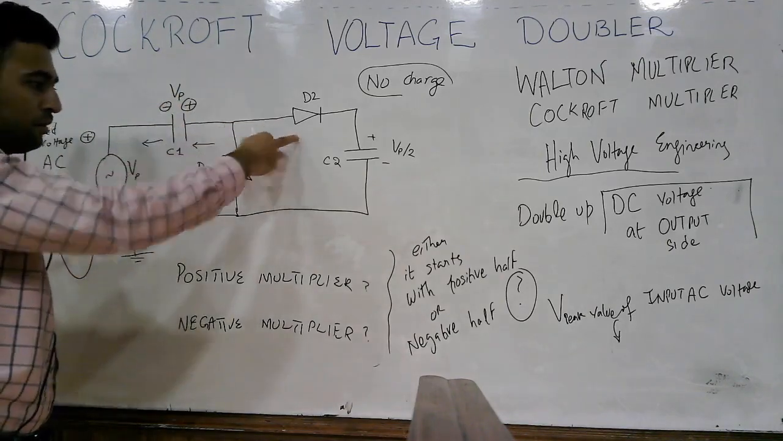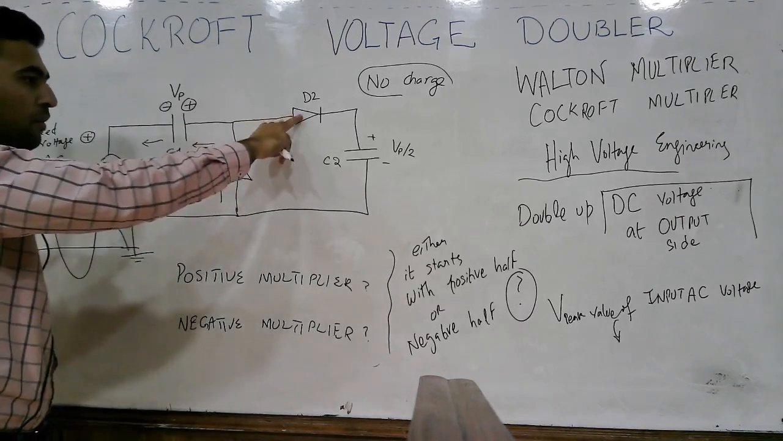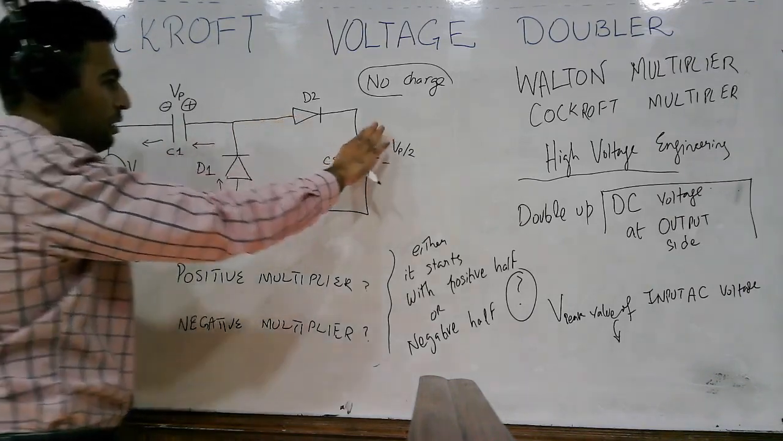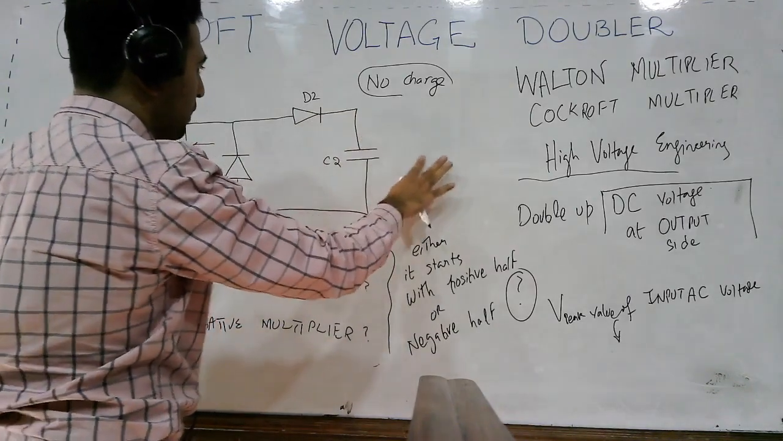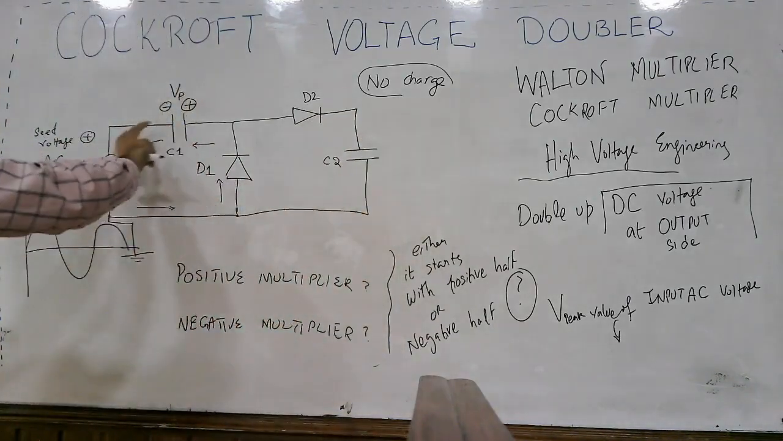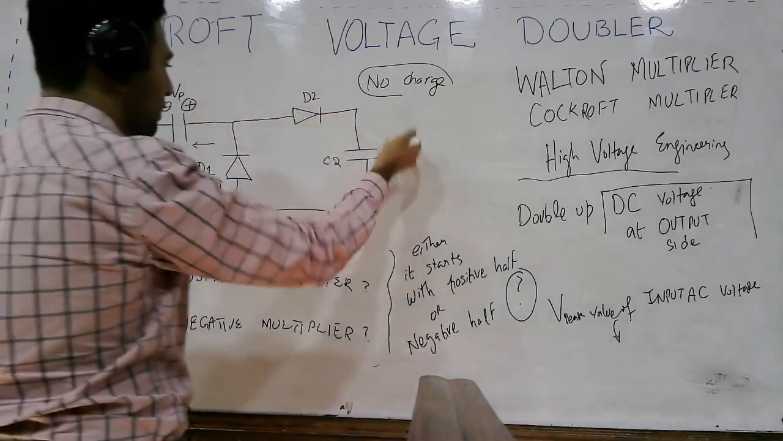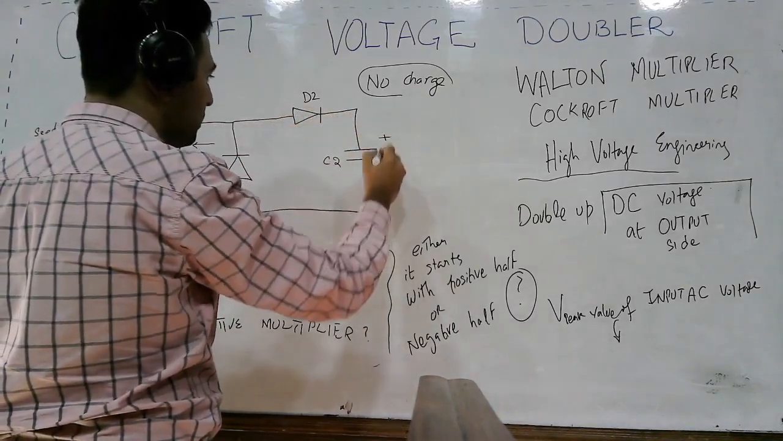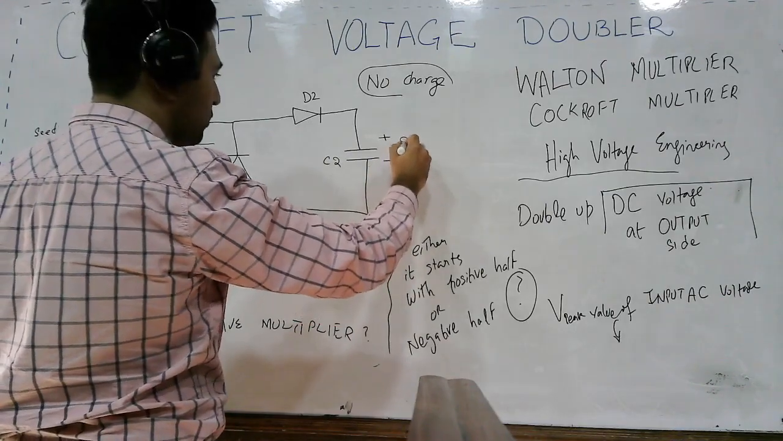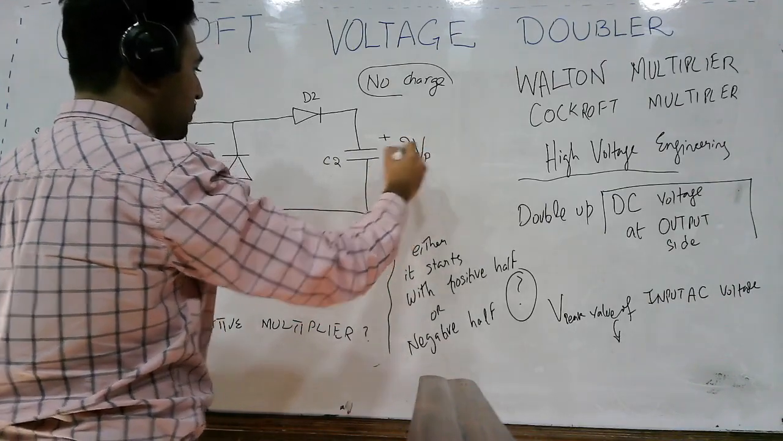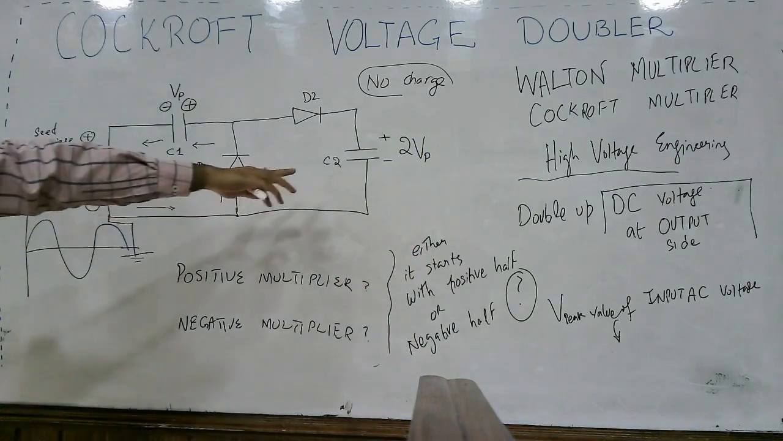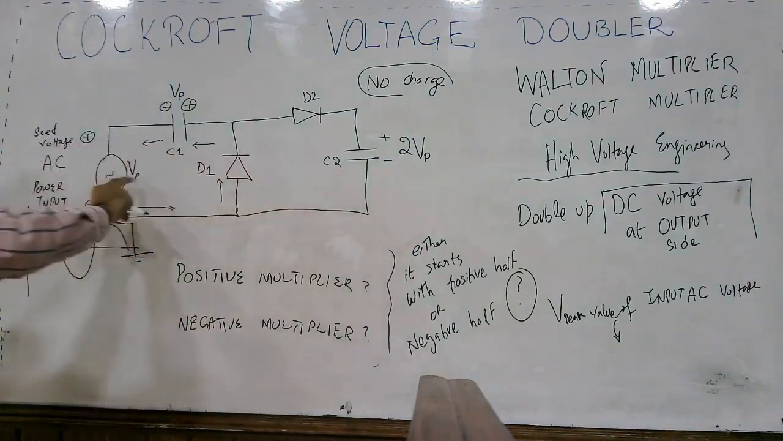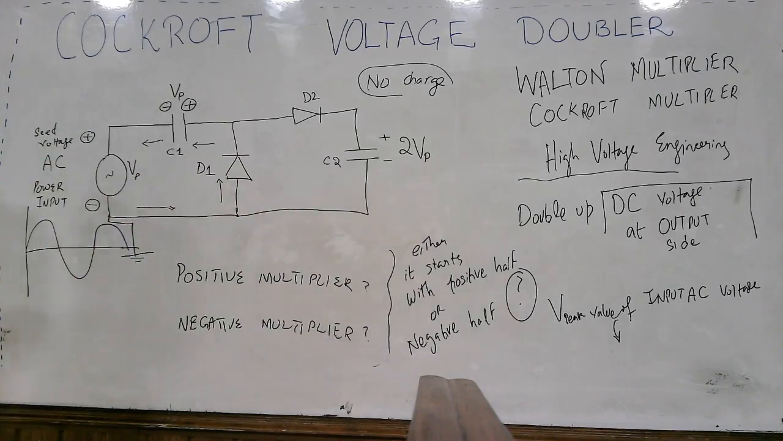This diode will be reverse biased and this diode will be forward biased. What will be the voltage here? These voltages will discharge across this capacitor, so the voltage here will be plus minus 2Vp. So in this way this capacitor is now charged to twice the voltage. Now one more thing: in this way we have achieved, or multiplied, the voltage.